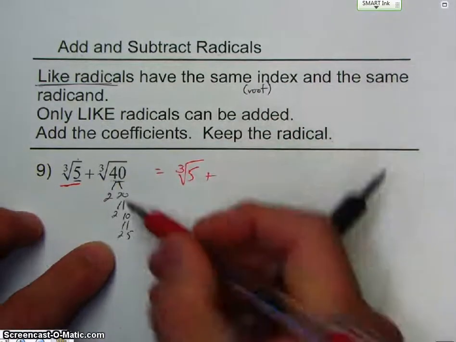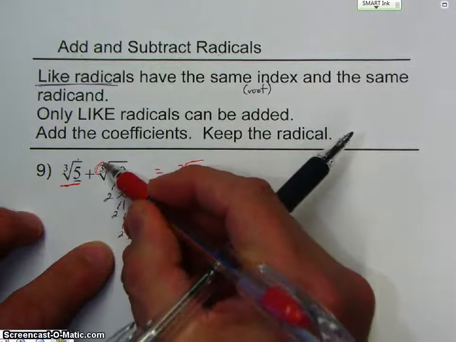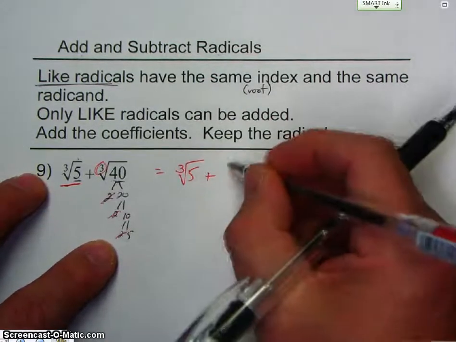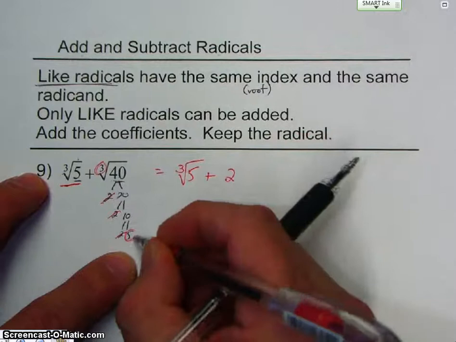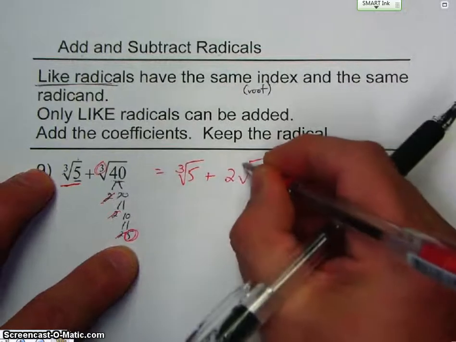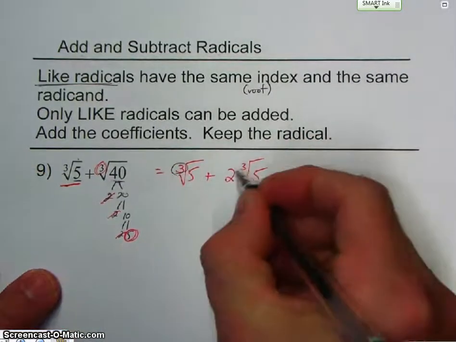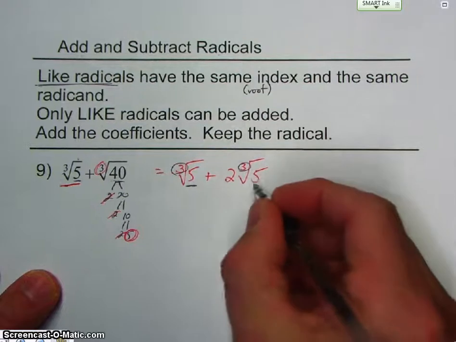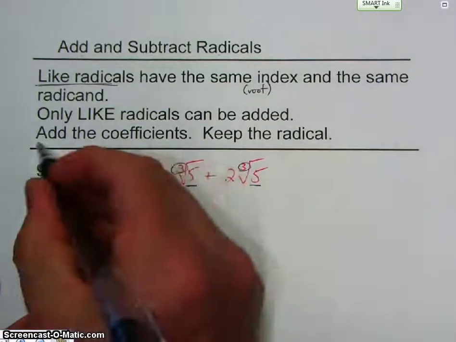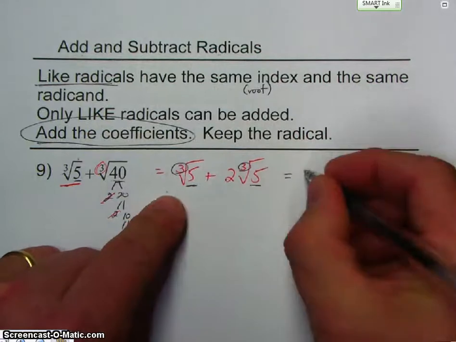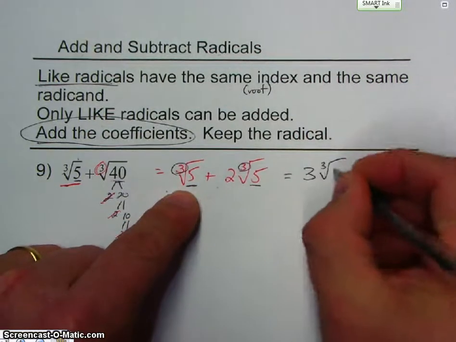plus. Now this says for every three of the same, I can pull out the radical. So we got 1, 2, 3. So 2 can come out. But there's a 5 left over, so that stays within the radical. Now these are the same, and the radicands are the same. So now I can add the coefficients. So we got 1 plus 2 is 3, cube root of 5.